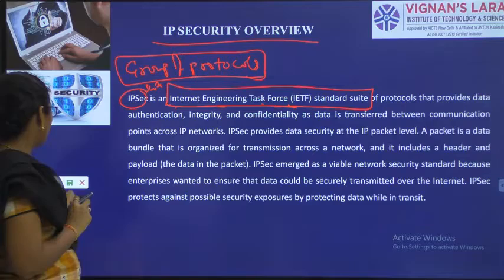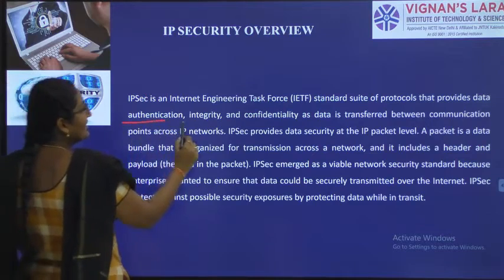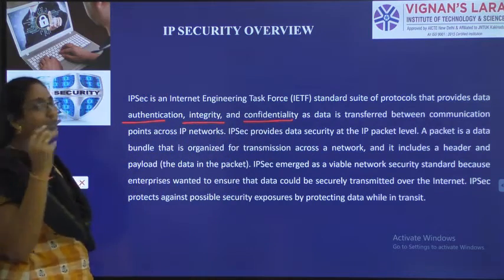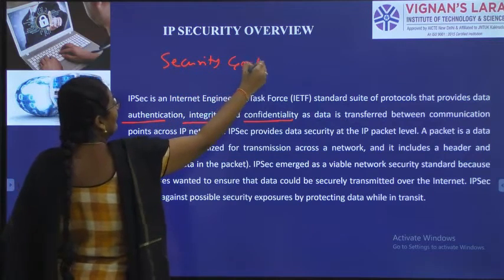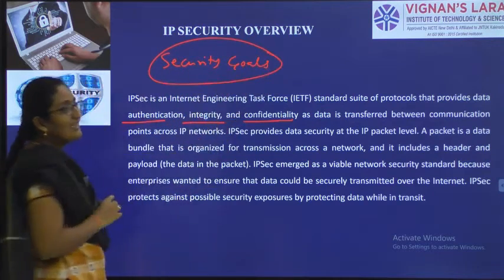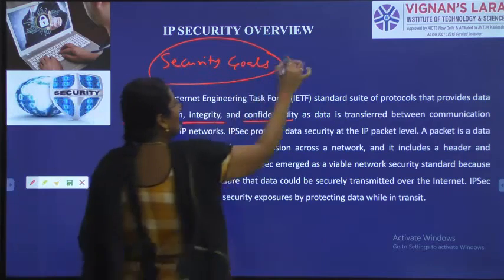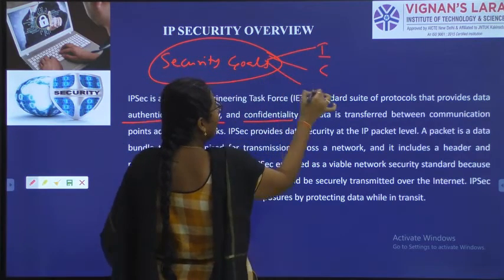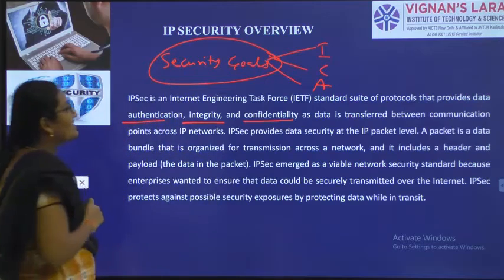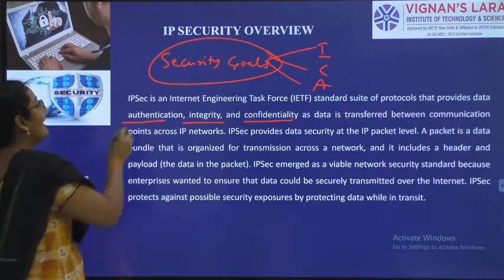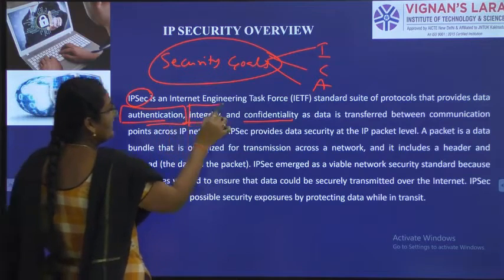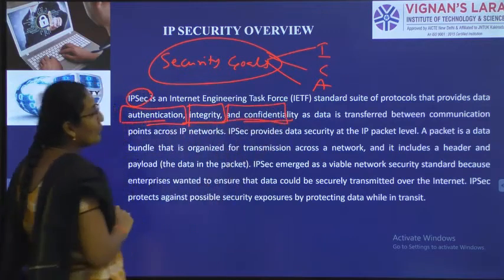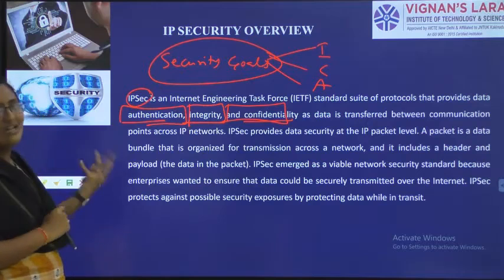So what will it do? It will provide authentication, integrity, and confidentiality. In unit 1 we studied security goals. What are the three security goals we have? Integrity, confidentiality, authentication. These security goals are achieved by IPsec in the network layer. So authentication, integrity, and confidentiality are provided by IPsec in the network layer.